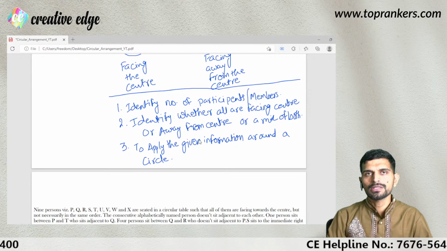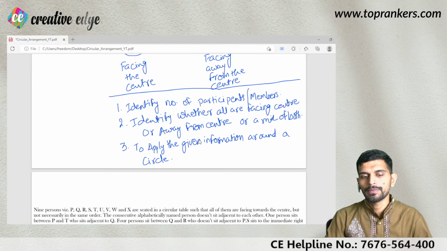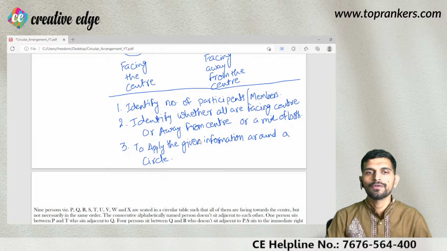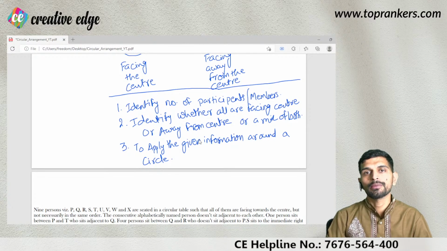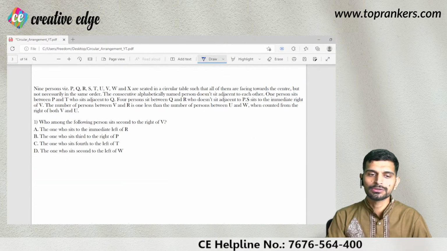And the last step is, after completing this application of given information, we will try to fill in the remaining ones. Okay, so let us see how this works.